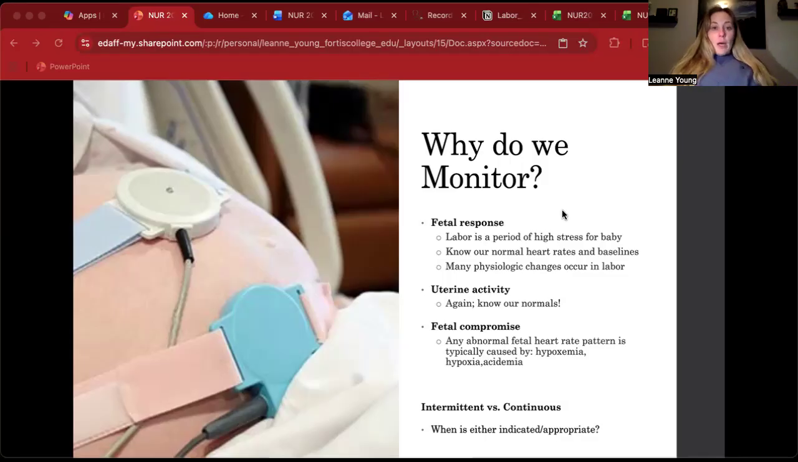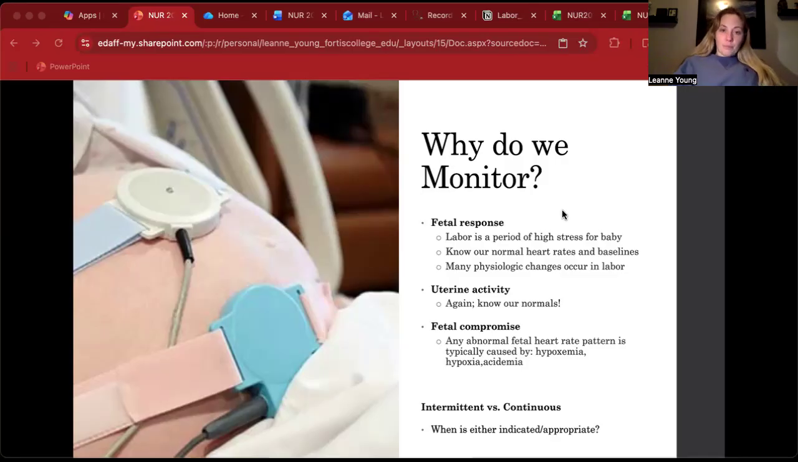Okay, we need to know our normal heart rate and baselines. So in order to be successful reading fetal heart rate tracings and reading contraction tracings, we need to know what the normals are and what our parameters are. Okay, so like we said, there are many physiologic changes that occur in labor.